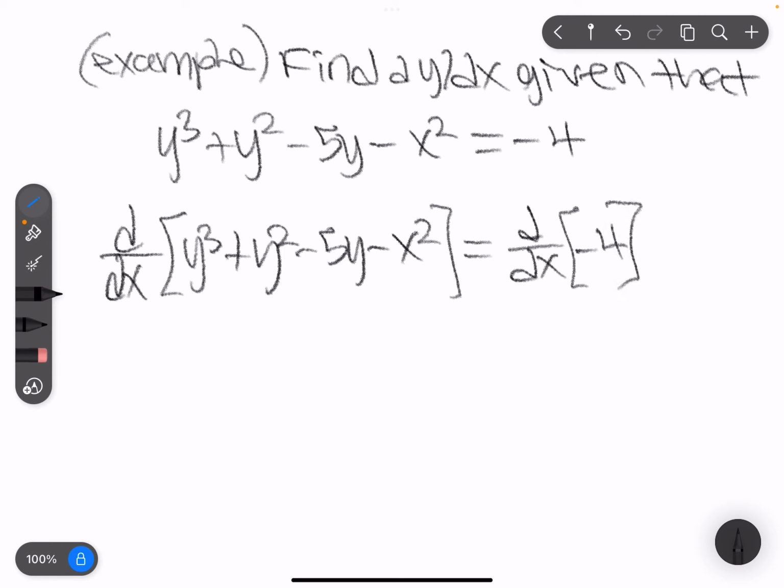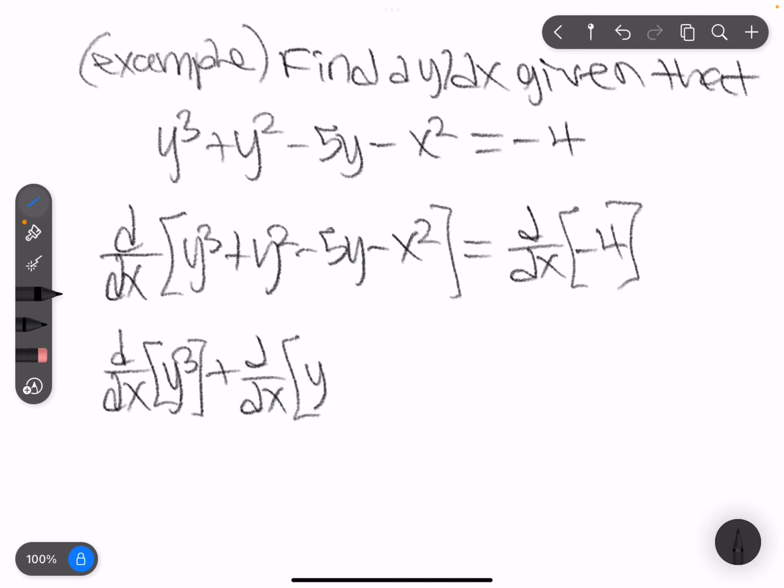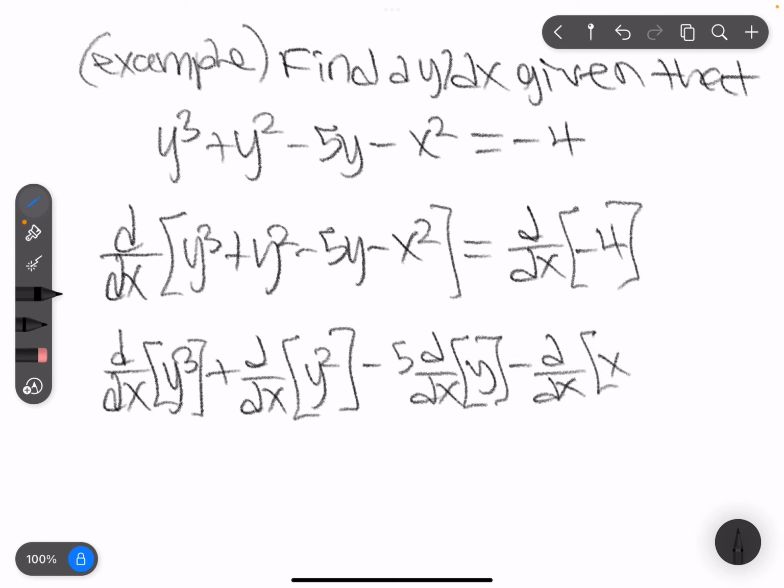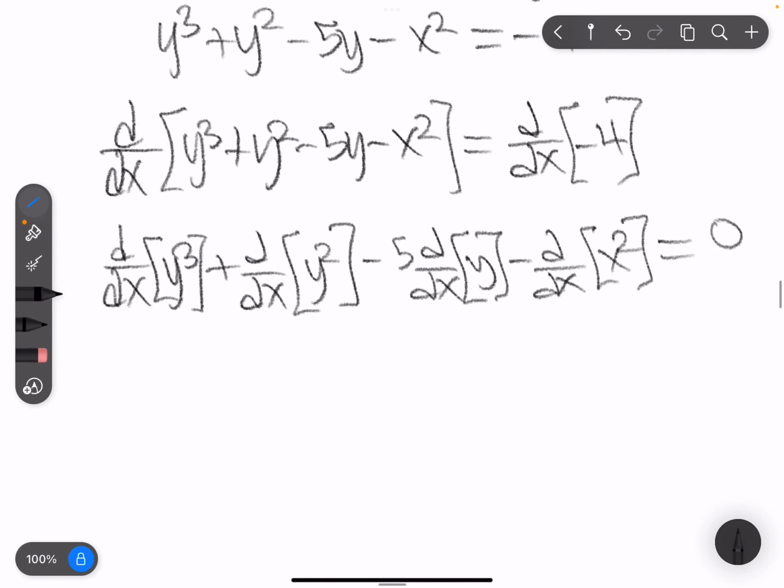So what's going to happen here? We're going to get separate terms to differentiate using the addition rule. On the right, we're simply going to get 0 because the derivative of a constant is 0. And now, here's where we're going to use the chain rule.